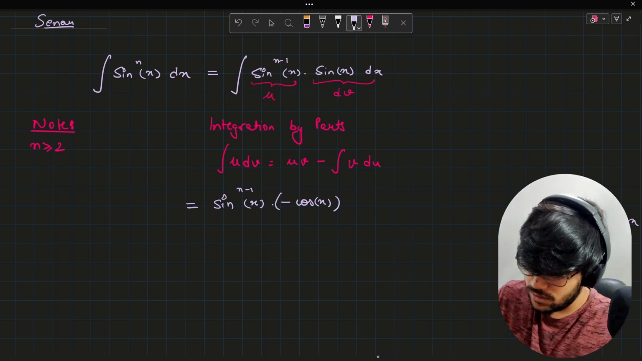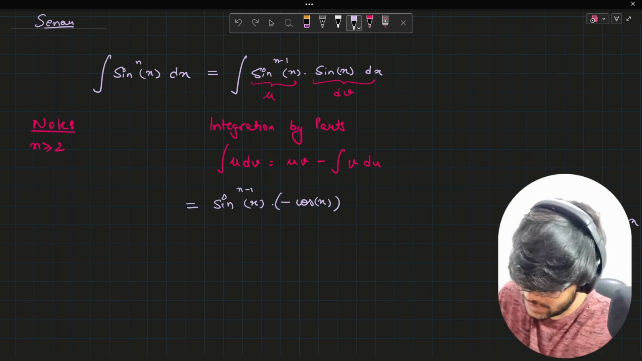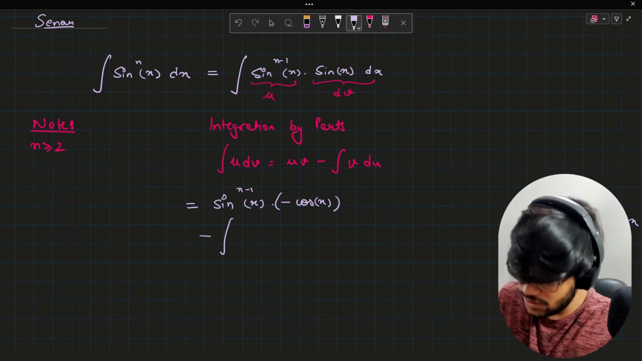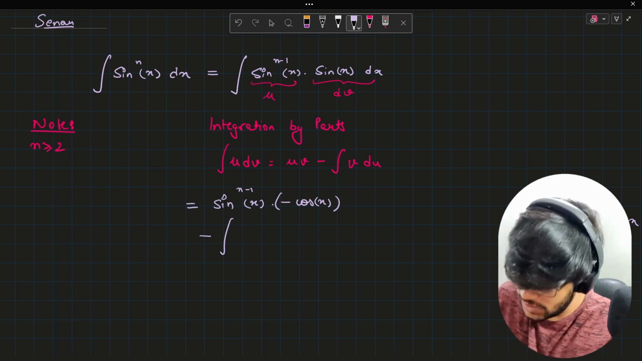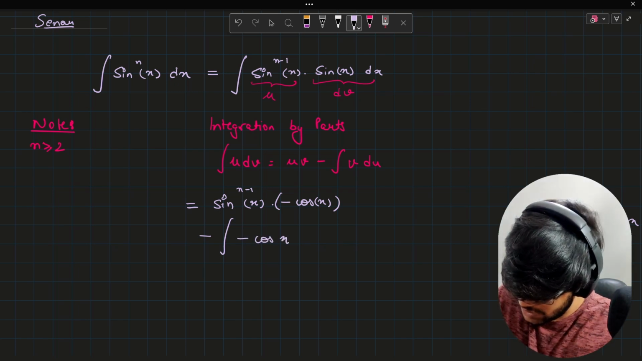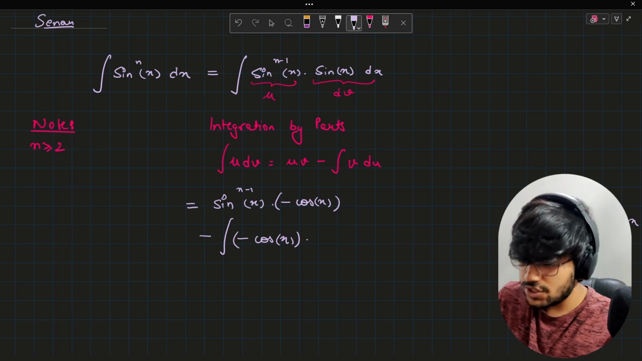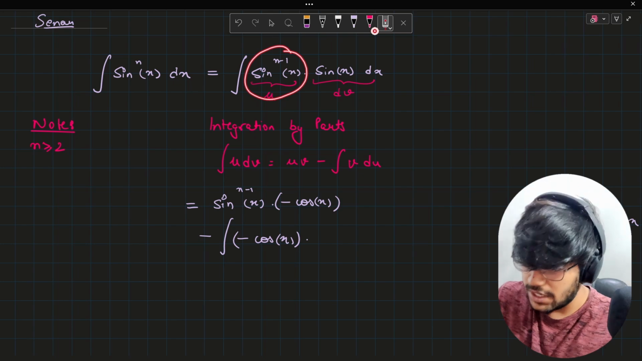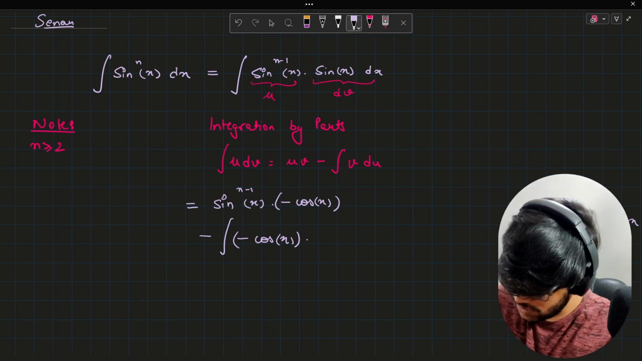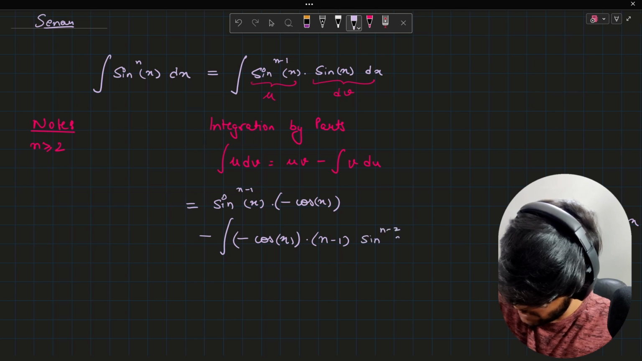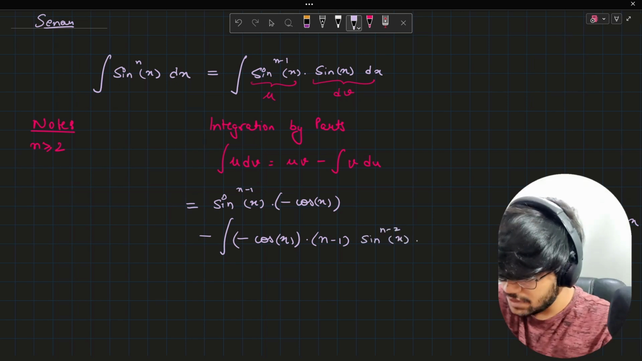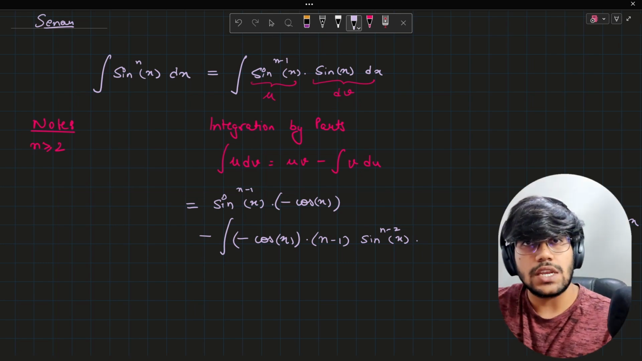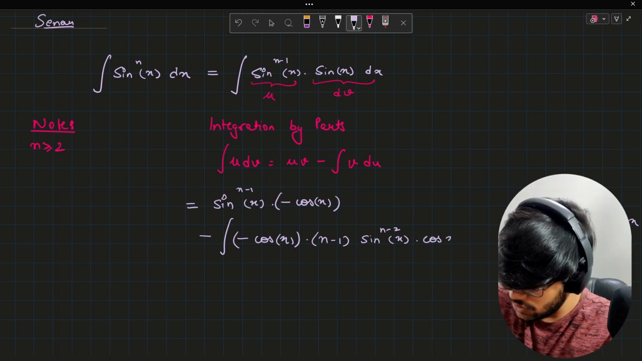Fine. And now we just need to find this part. So that is minus integral of v, what is v? V is minus cos x, times du. And what is du? Du is basically the derivative of this part. So we get n minus 1 times sine^(n-2) x times the derivative of sine x, which is cos x.